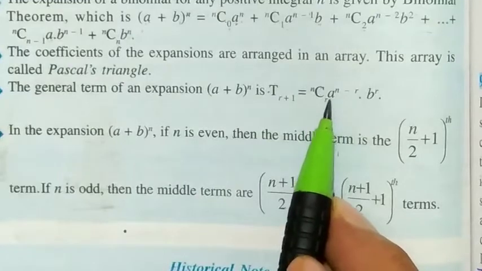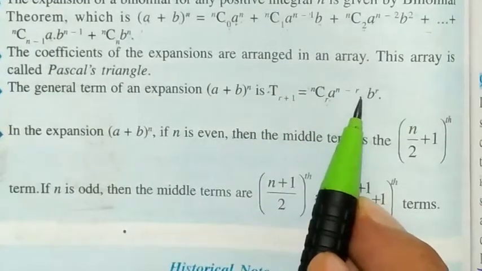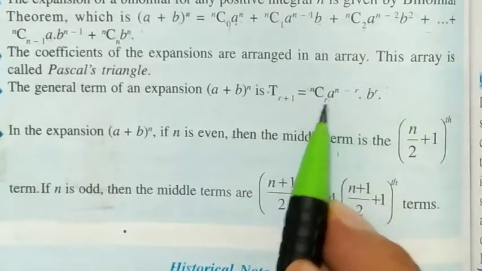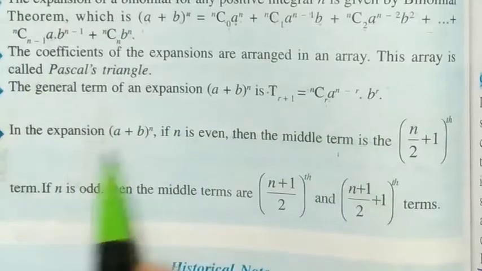Then what is the power of a? a power n minus r, multiplied by b power r. This is b power r. That is called the general term in the expansion.